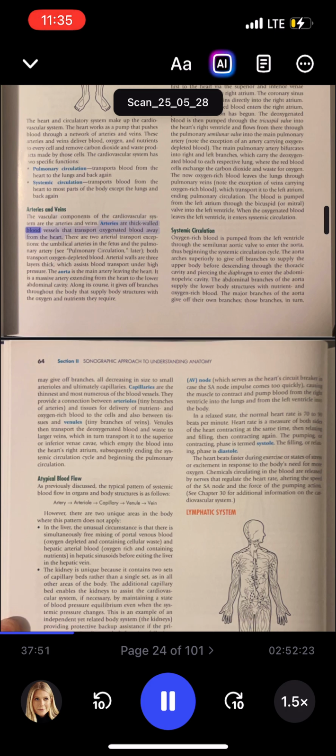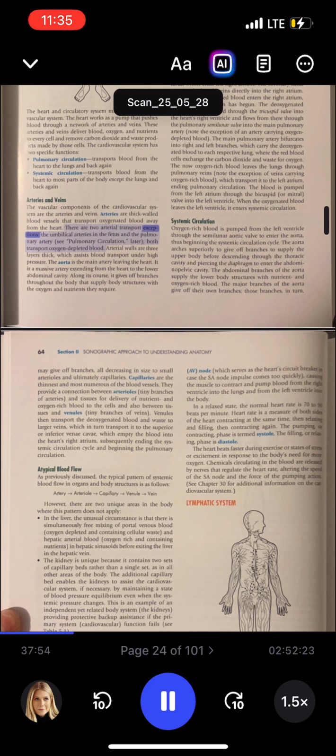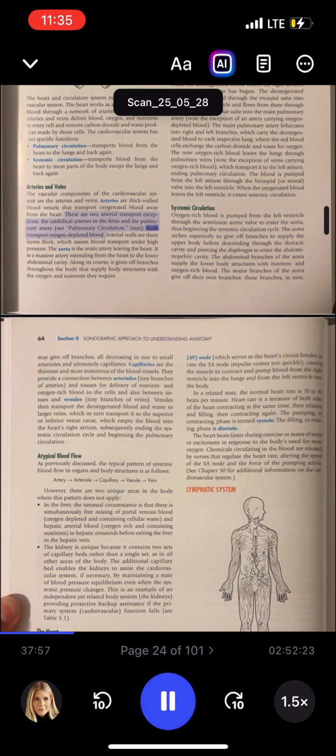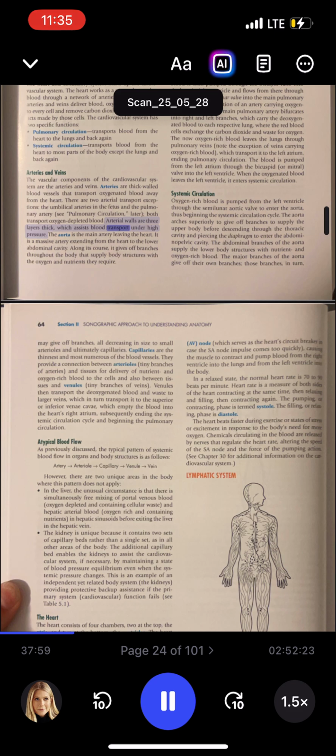Arteries are thick-walled blood vessels that transport oxygenated blood away from the heart. There are two arterial transport exceptions, the umbilical arteries in the fetus and the pulmonary arteries (see pulmonary circulation later). Both transport oxygen-depleted blood. Arterial walls are three layers thick, which assists blood transport under high pressure.